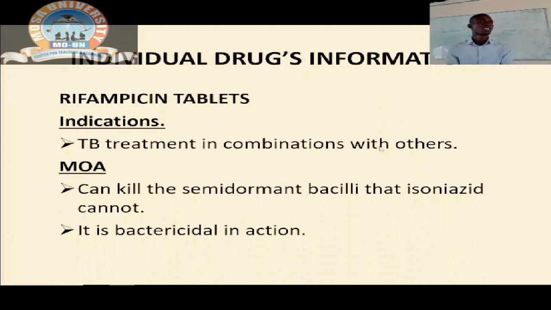So the first drug, as we mentioned, rifampicin, comes as a tablet. Indication or uses: it is used in combination with other drugs. The mode of action of this drug is that it kills the semi-dormant bacilli. So when the bacilli of tuberculosis are in the semi-dormant phase, rifampicin kills them. It's also bactericidal in action, meaning it completely kills the bacteria.